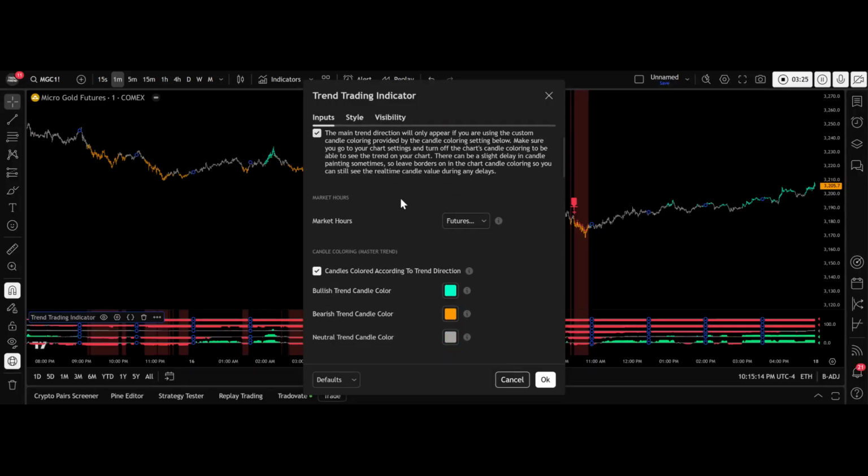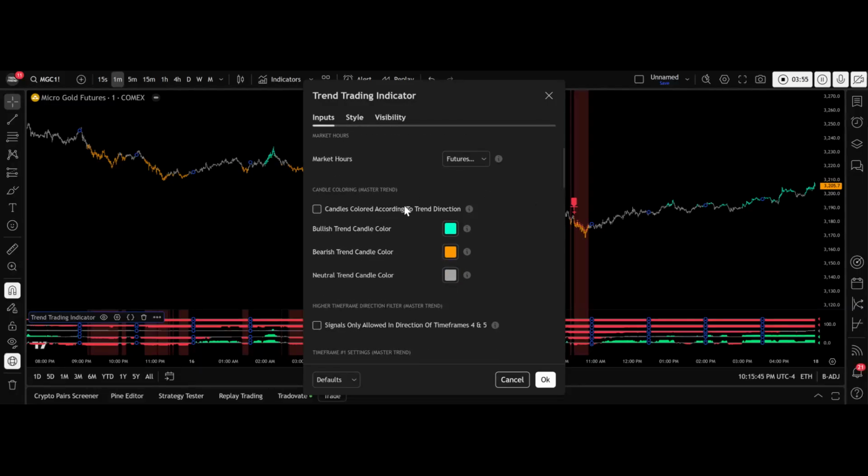Just so you're aware, you need to set this to whatever type of market you're trading. If you're trading futures or Forex, that's 23 hours a day, 5 days a week. We have specific calculations based off of how many candles there are per day, per week, and so on. Crypto is 24 hours a day, stocks are only about 6.5 hours a day. So make sure you're setting that to the correct setting for whatever you're trading.